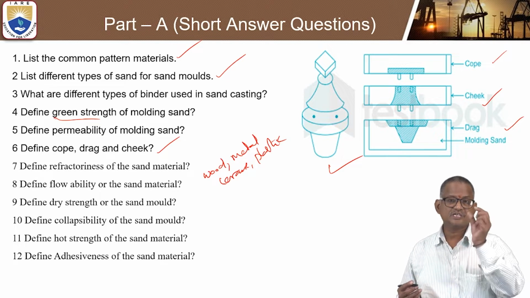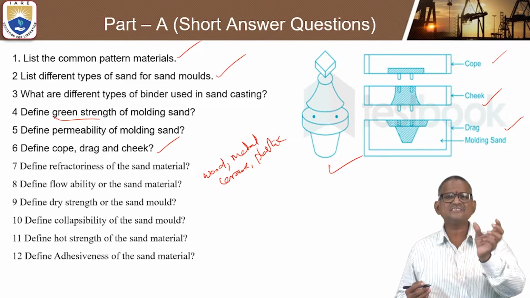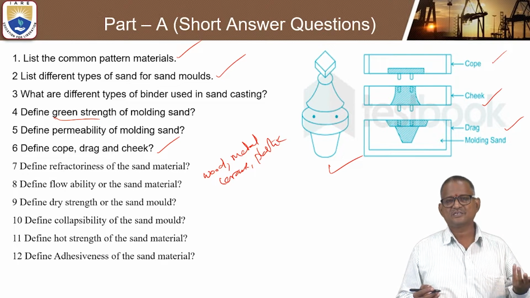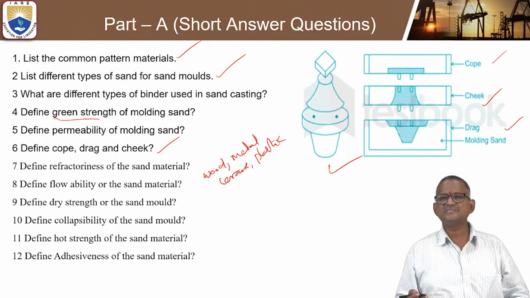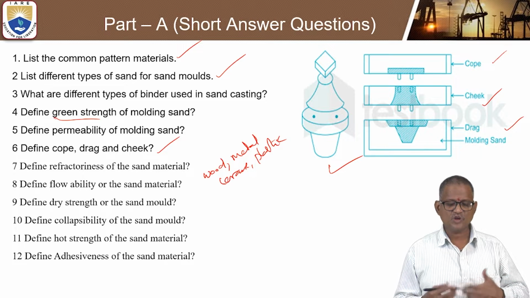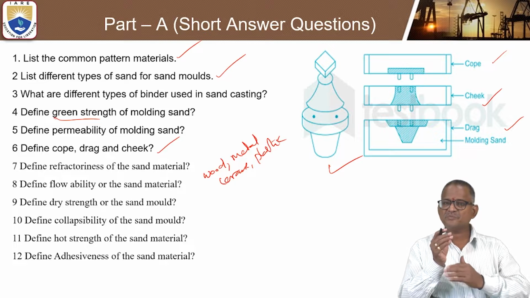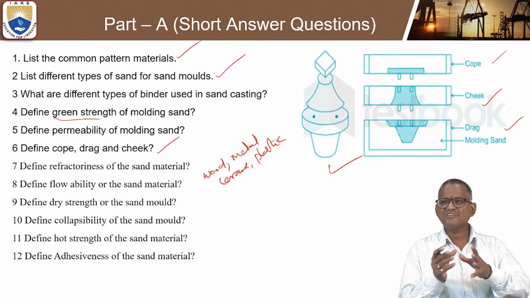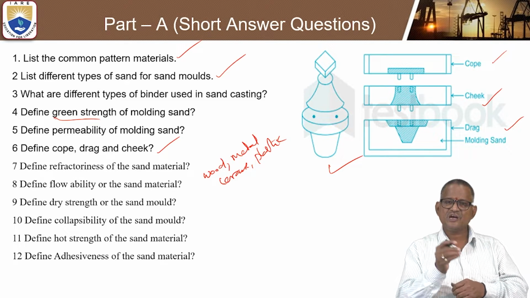Okay, and other different types of questions are there, like defining refractoriness. Already I told you, the term refractoriness can be defined as the ability to withstand high temperature; it will resist that material. Not only refractoriness, there are flowability, permeability, different types of properties: green compressive strength, dry strength, collapsibility, hot strength, adhesiveness. Adhesiveness is very important while making the hand molding process. It will stick on those boxes or flasks effectively if you add that adhesive.